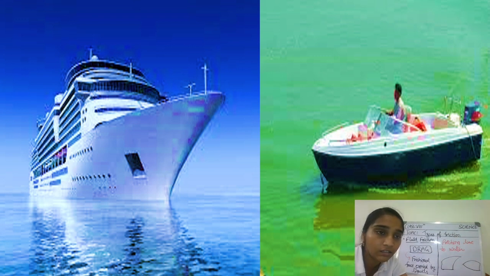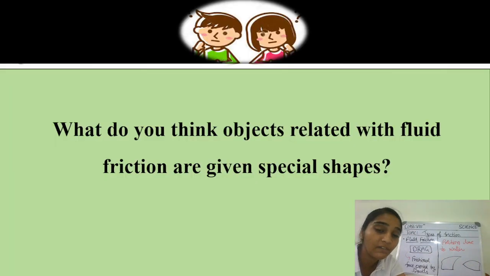Let me highlight it for you. What speciality you can see over here? Yes, over here you can see some kind of shape, right? And similarly in the second boat also. Yes, so you might be wondering, definitely some special shapes are given to the objects which are associated with fluid friction, and these are like the pointed ends, right?